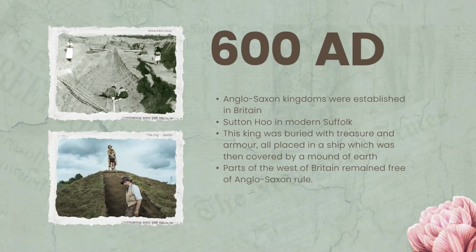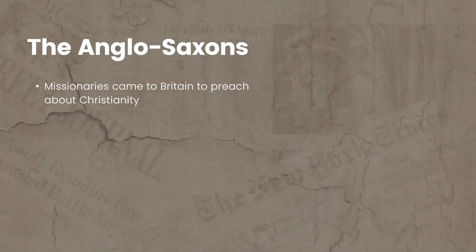The burial place of one of the kings was at Sutton Hoo in modern Suffolk. This king was buried with treasure and armor, all placed in a ship which was then covered by a mound of earth. Parts of the west of Britain, including much of what is now Wales, and Scotland, remained free of Anglo-Saxon rule. The Anglo-Saxons were not Christians when they first came to Britain, but, during this period, missionaries came to Britain to preach about Christianity.